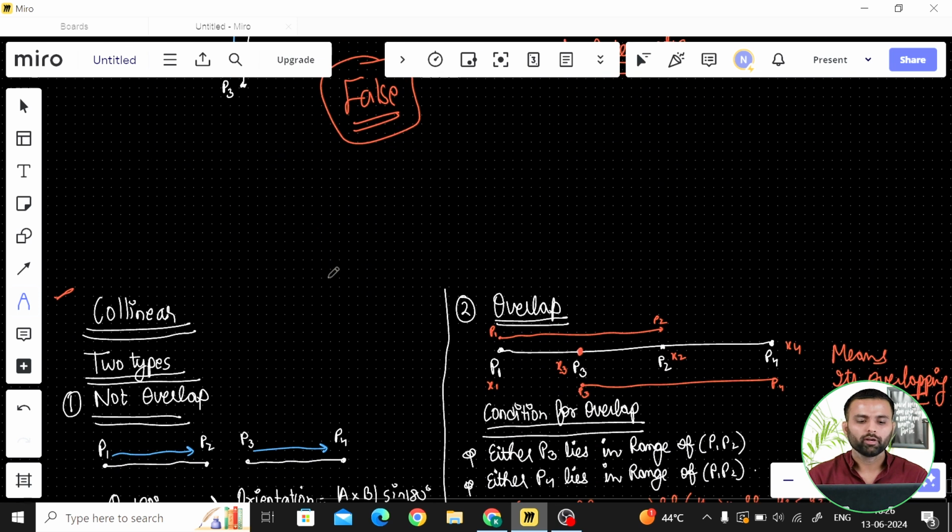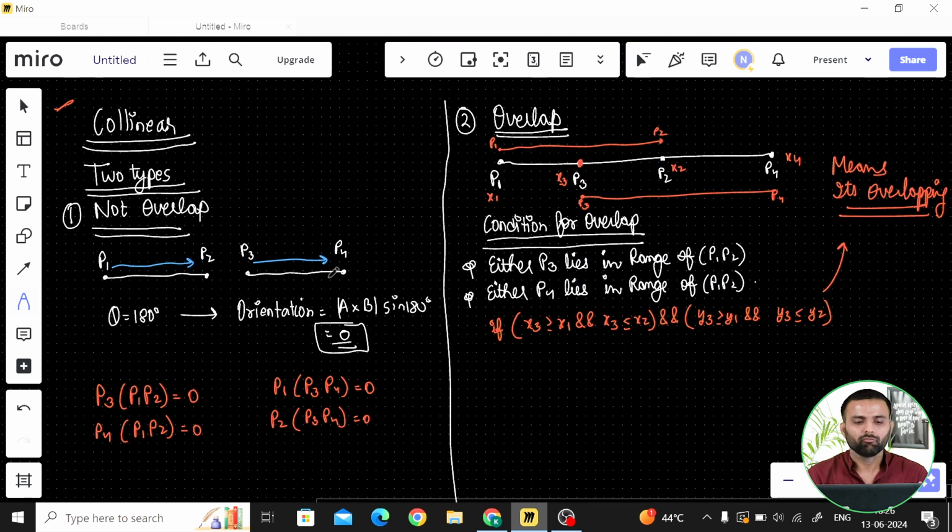Okay. So here is the last case where we have to check the collinear part. Collinear here is of two types. The first is the non-overlap part. I hope you know the meaning of collinear. Collinear means simply that two lines are in the same line, in the same path. If you see here, this is your first and this is your second, both are in the same line. That's why it's a collinear part.